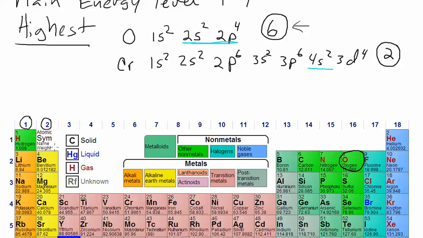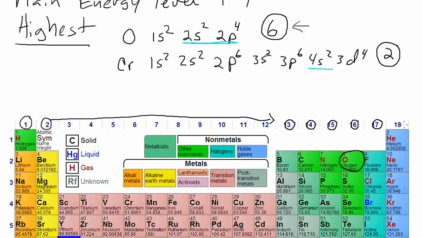As a matter of fact, all the elements in groups 2 through 12 have 2 valence electrons. And then when we hit group 13, they all have 3 valence electrons. All the elements in group 14 have 4. And then group 15 has 5. Group 16 has 6. And group 17 has 7.